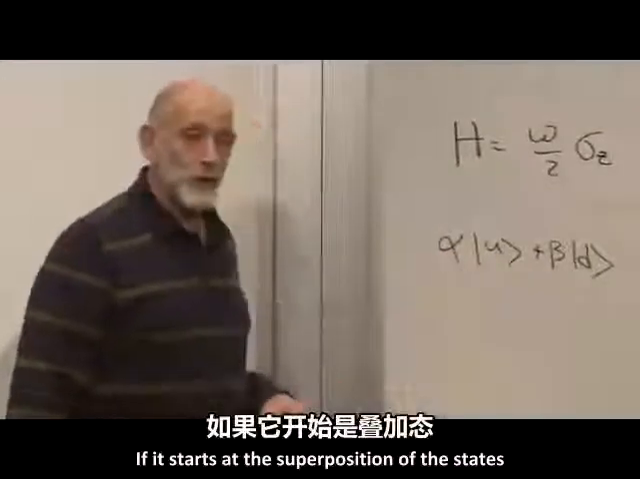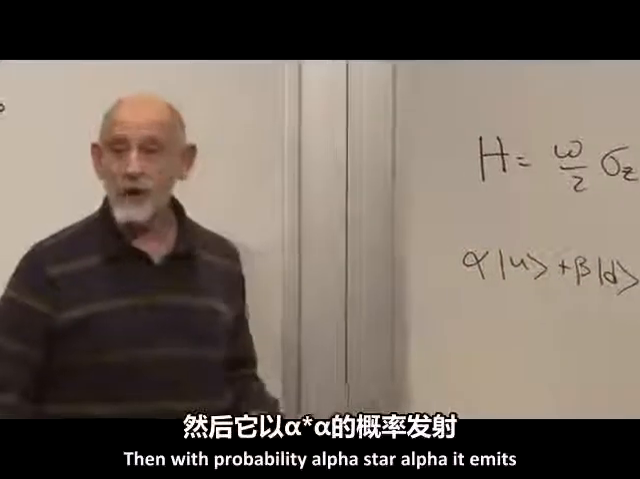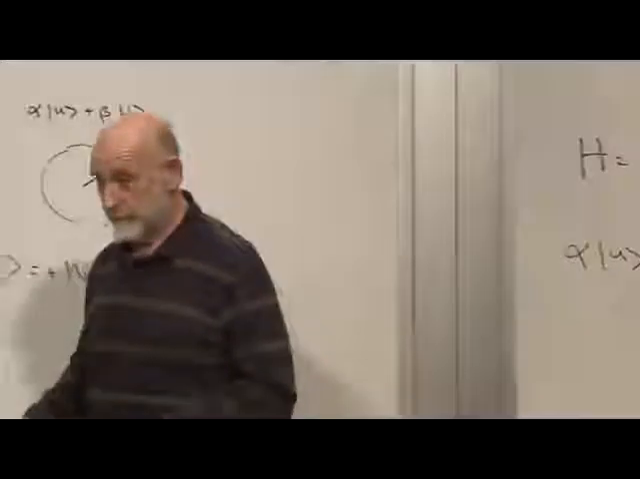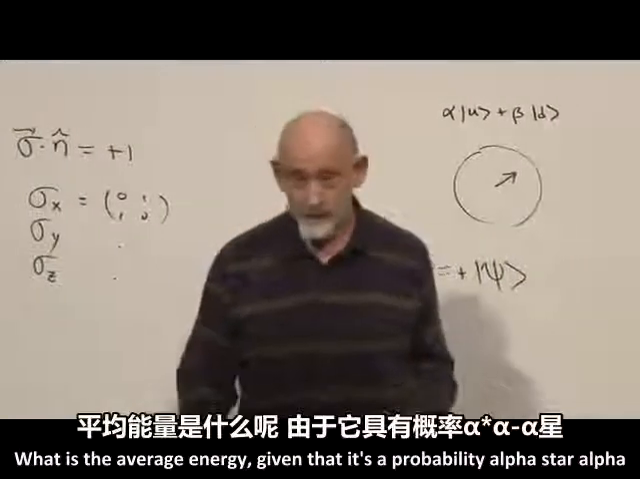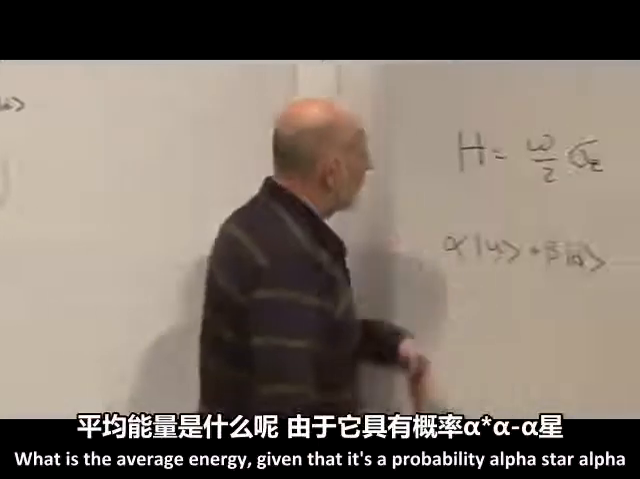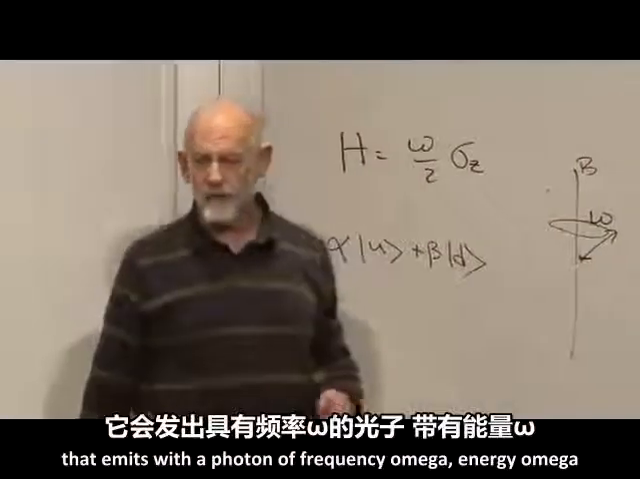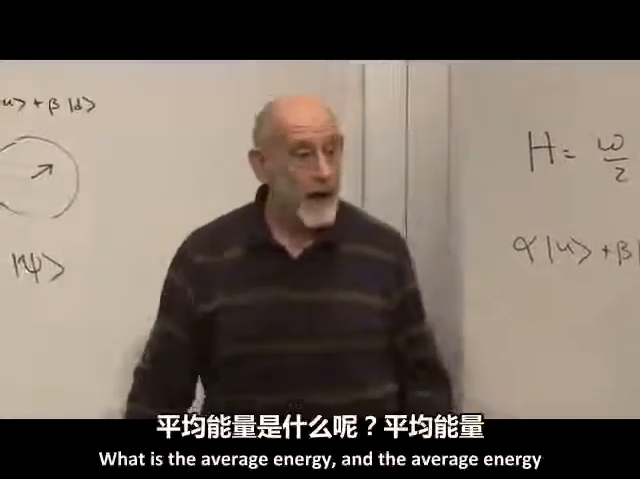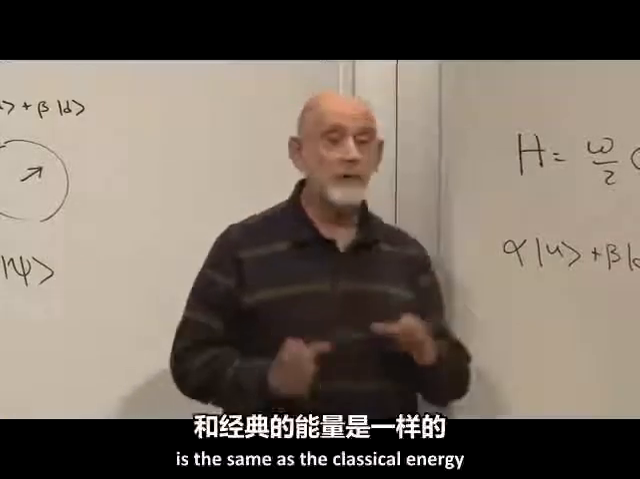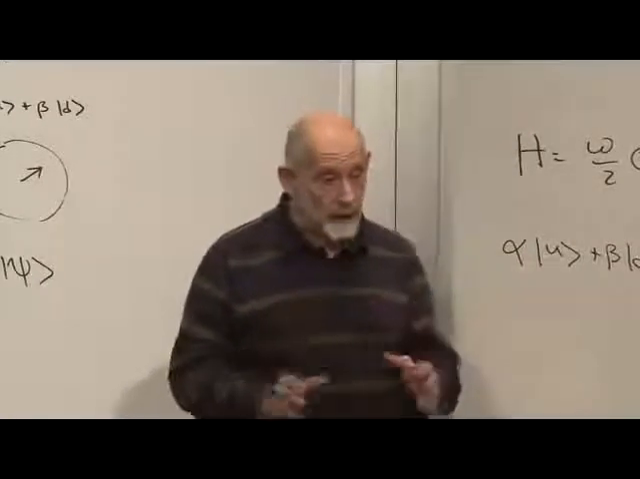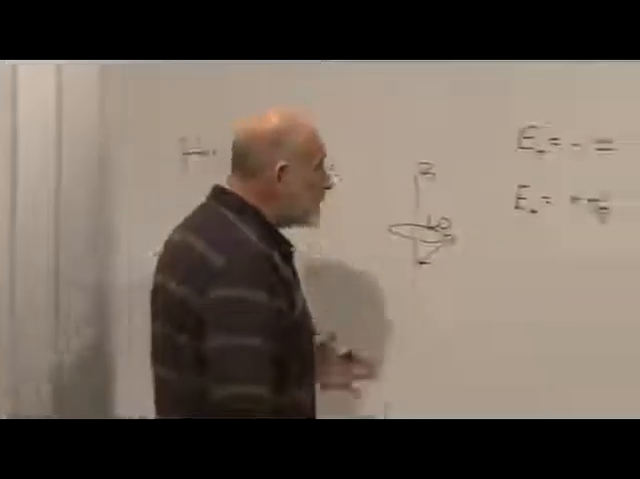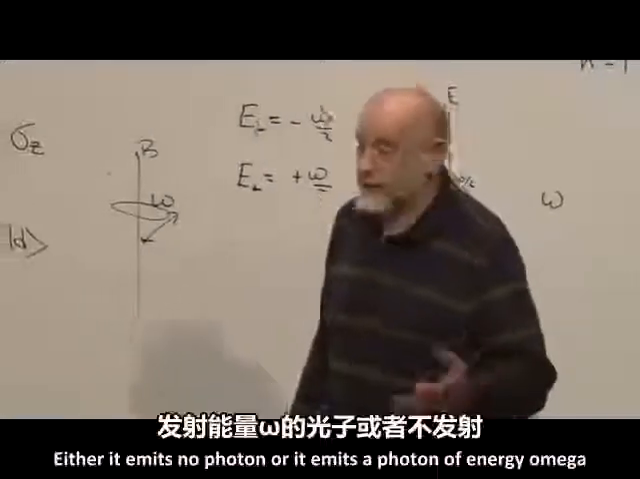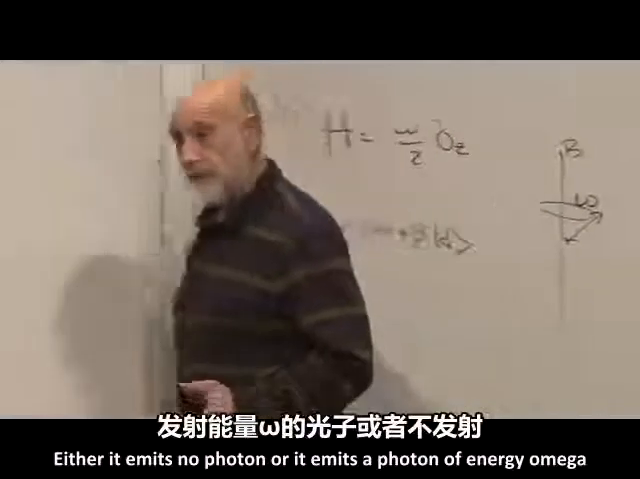If it starts in the superposition of states, then with probability alpha star alpha, it emits, and with probability beta star beta, it doesn't emit. What is the average energy? Given that there's a probability alpha star alpha that it emits a photon of frequency omega, energy omega, and beta star beta that it emits nothing, what is the average energy? And the average energy is the same as the classical energy. The average energy is the same as the classical energy, but each individual event either emits no photon or emits a photon of energy omega.